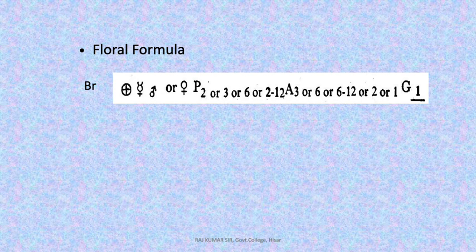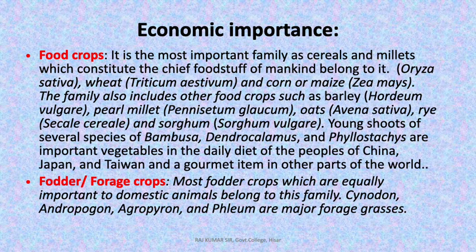This is the floral formula of the family. Flowers are bracteate, actinomorphic, bisexual, unisexual, male or female. Perianth is 2 or 3 or 6 or 2 to 12. Androecium consists of 3 or 6 or 6 to 12 stamens or 2 or 1 stamens. Gynoecium is monocarpellary with a superior ovary, which is shown by the line shown below.